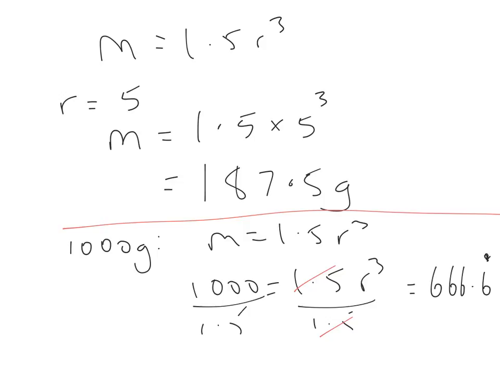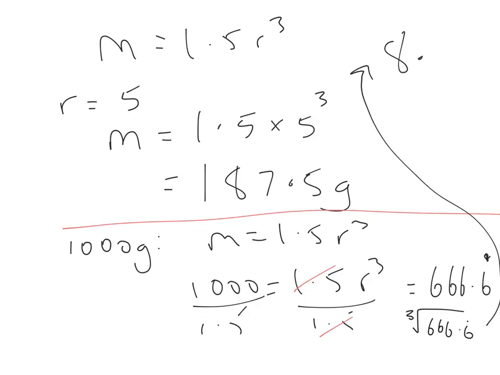If I want to work out what r is, what do I need to do to get rid of the cubed? Did you divide it by 3? No, you cube root it. So what is the cube root of that? And we get 8.74 centimetres.